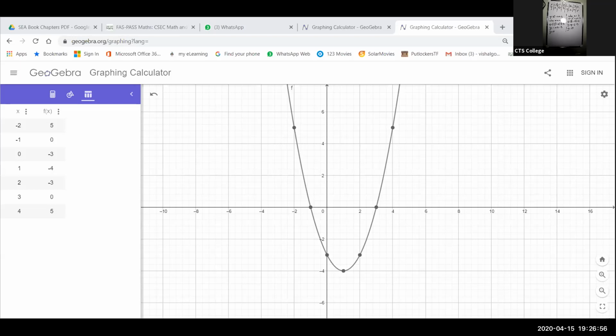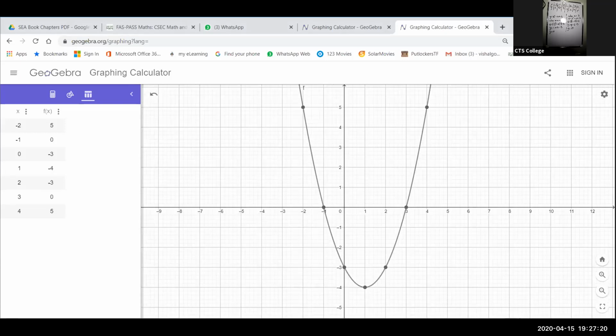The next, they're asking you to complete the following sentence using information from your graph. So the values of x for which x squared minus 2x minus 3 equals 0 are. So what values did you all put? Anybody? Basically, what I was asking. 1 and 3. +1, +3, -3, what? -1 and +3. Correct. And how did you get that?